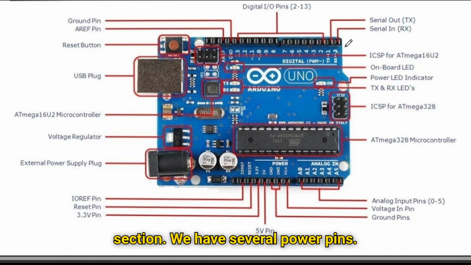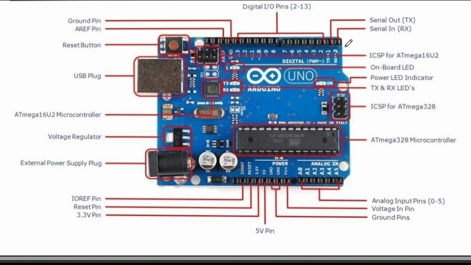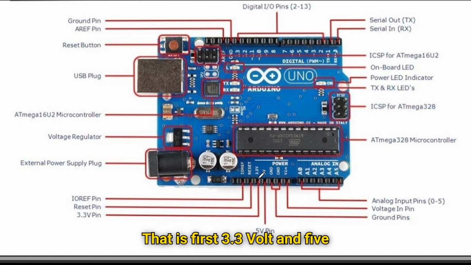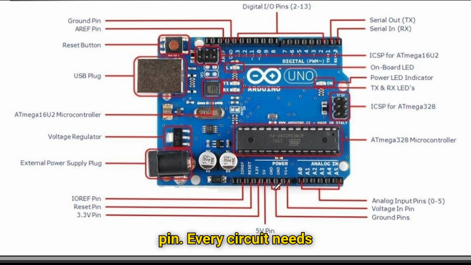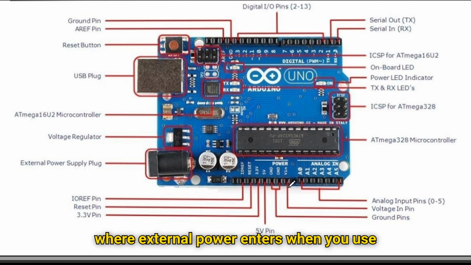Next up, we have the power section. We have several power pins. First, 3.3 volt and 5 volt. Here are the 3.3 volt pin and 5 volt pin. These provide power to other small components like sensors. Second, we will see the ground pin. Here is the ground pin. Every circuit needs a ground connection, so we use the ground pin. And the third is the voltage in pin, that is the Vin pin. This pin is where external power enters when you use an adapter.